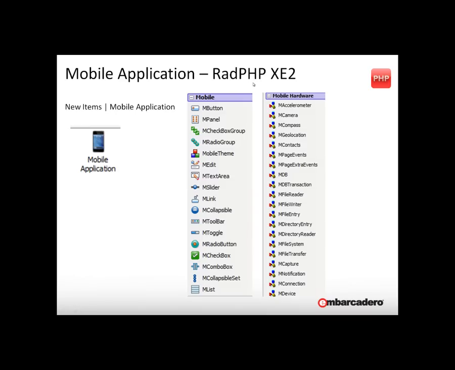RadPHP XE2 adds a new mobile application project and a new mobile page item. Now, RadPHP XE2 adds these 37 jQuery mobile components so that you can create rich, accessible, touch-friendly websites and apps on the popular Android, iOS, and BlackBerry mobile device platforms. So here we see the 20 mobile hardware components like the accelerometer and the camera, and the 17 mobile components like an M button and an M list.